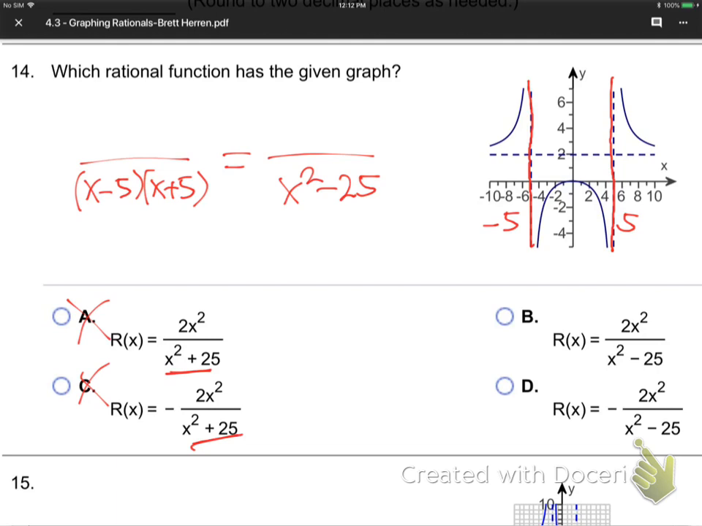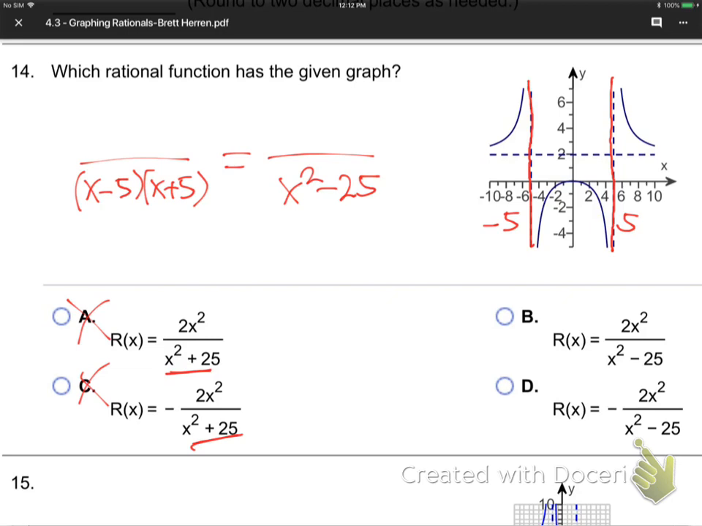It's going to be B because when the denominator and the numerator, the x to the second cancels out, and then it's 2, so the horizontal asymptote's going to be at 2. I think it's not going to be D. So what we should look at is what Renee's saying, the horizontal asymptote.